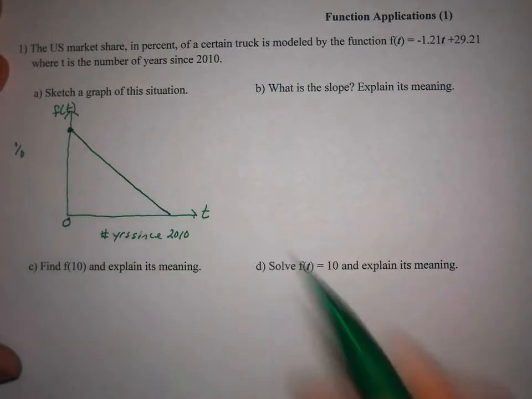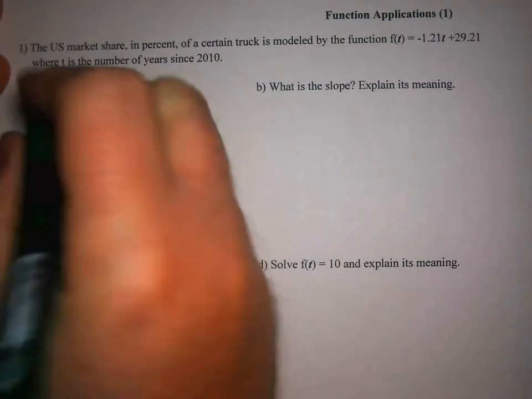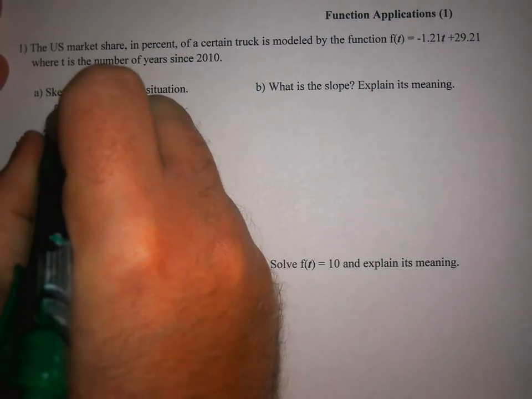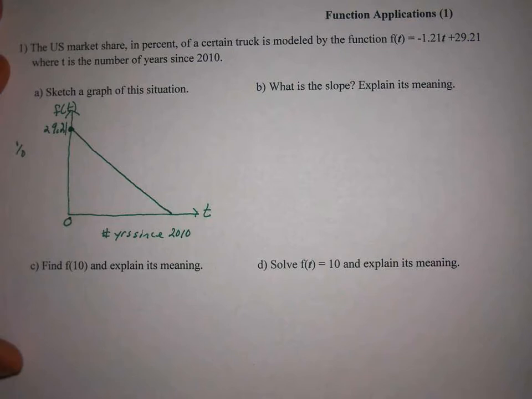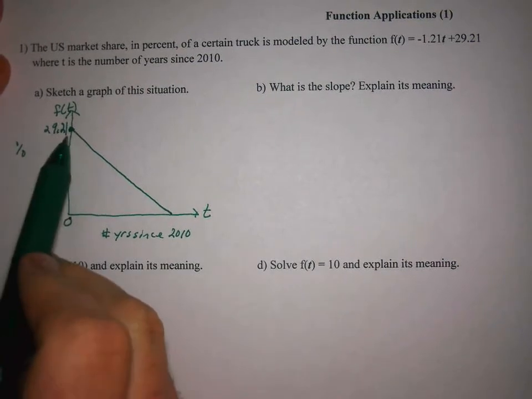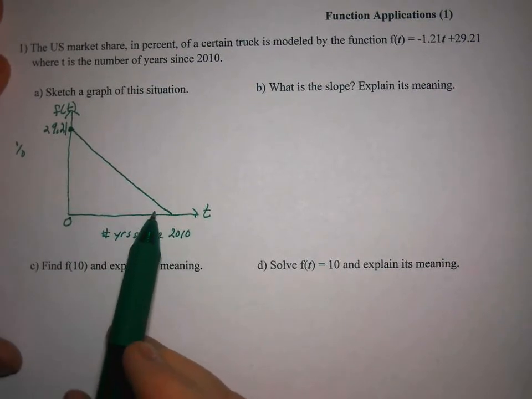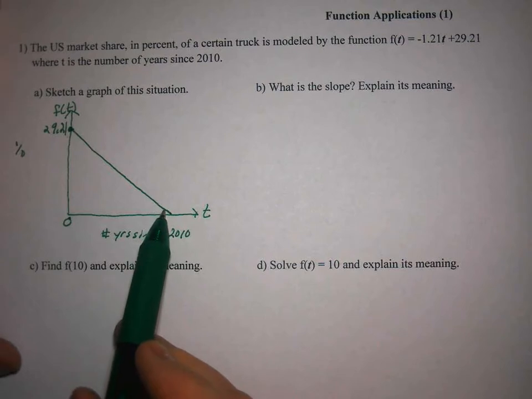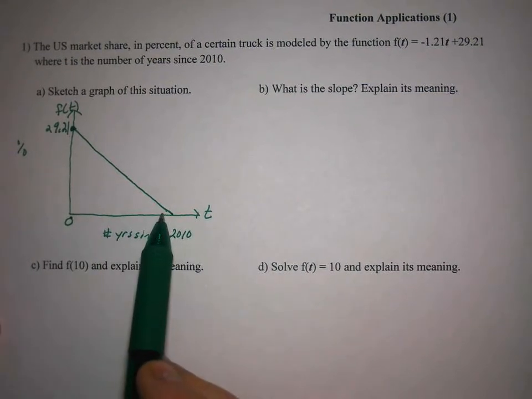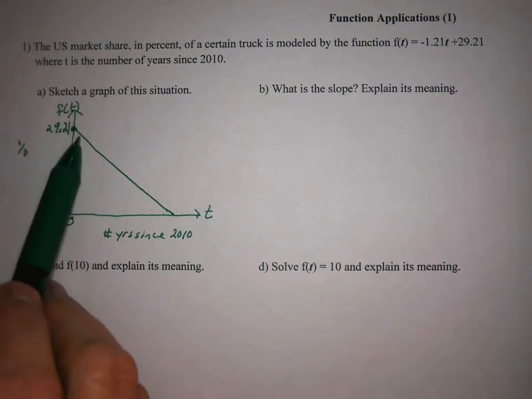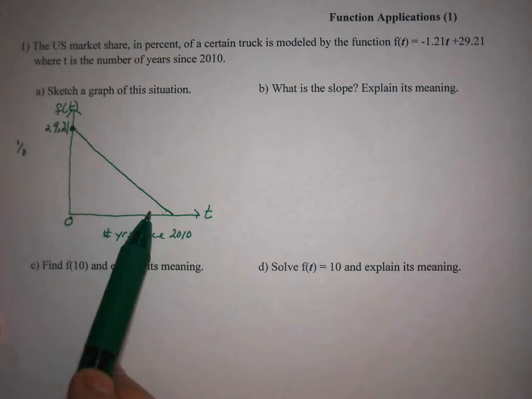So it looks something like that. 29.21, that'll be the value up here. And we know the slope is negative, so our line decreases. That's all we need to do for a sketch of the graph. It just gives us an idea of what's happening with the variables. So as time goes on, the market share of that truck decreases.